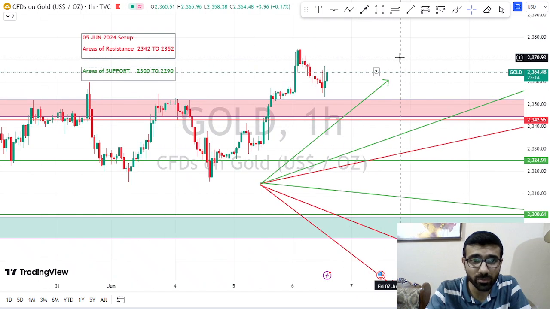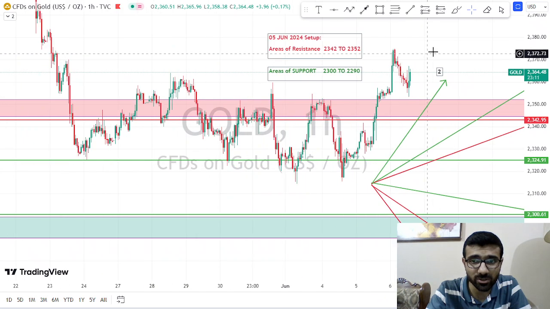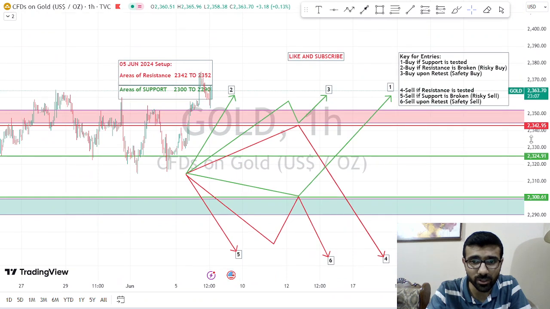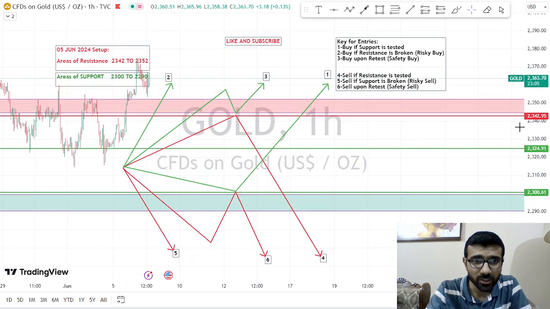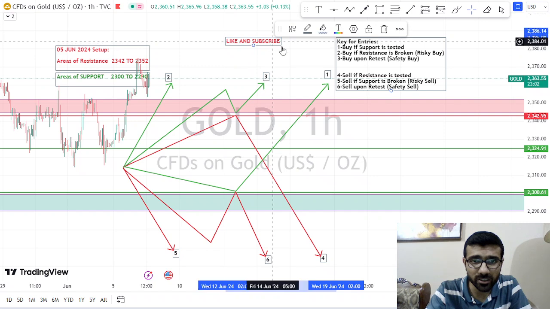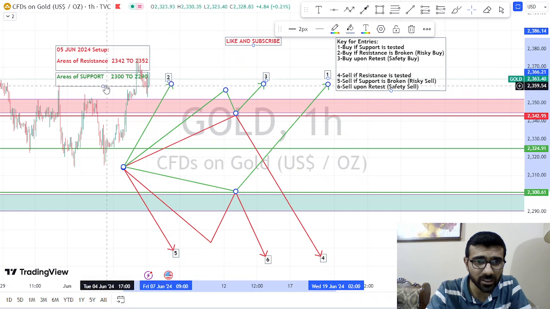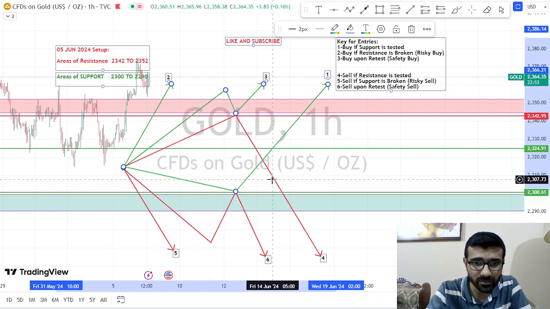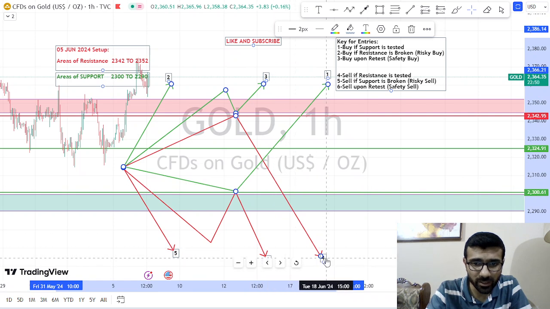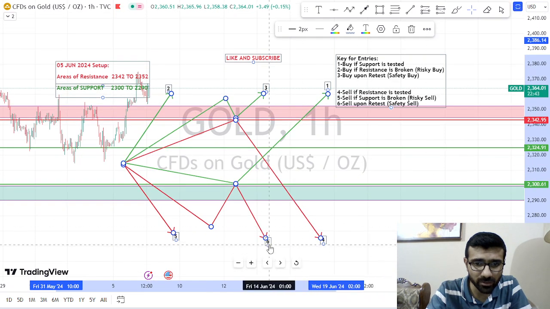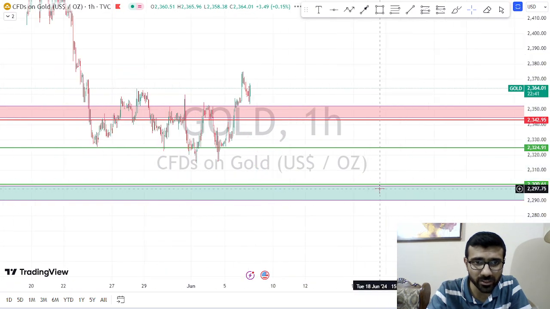Okay, so now we will mark new areas of support and resistance so you guys can easily take trades in this gold tomorrow as well. Okay, so let me take out these arrows first so you guys can easily try to understand these trades. And if you guys have any questions, just let us know in the comment section, and we will try our best to give you the best information as much as possible.